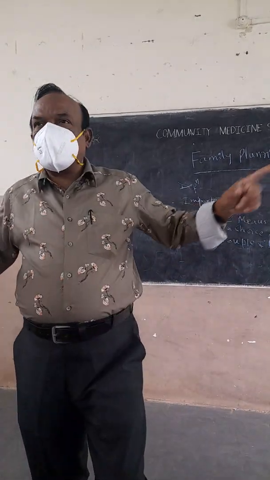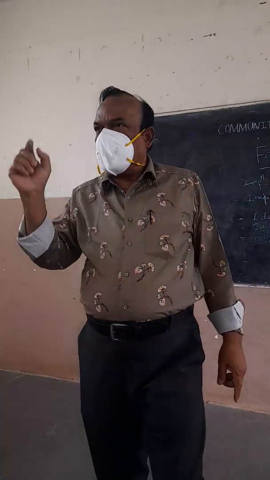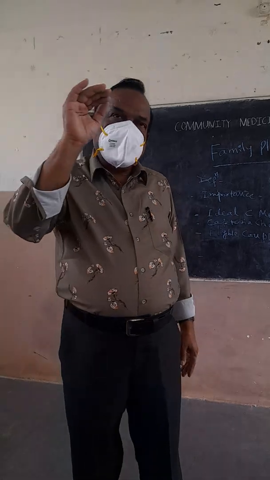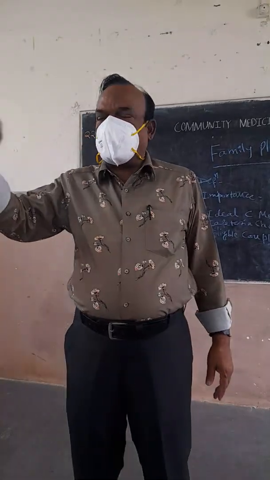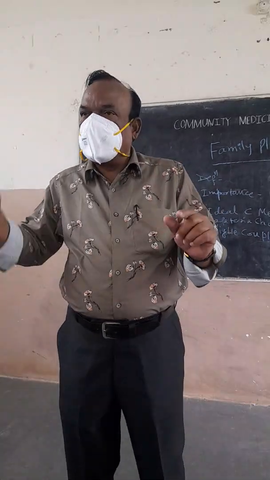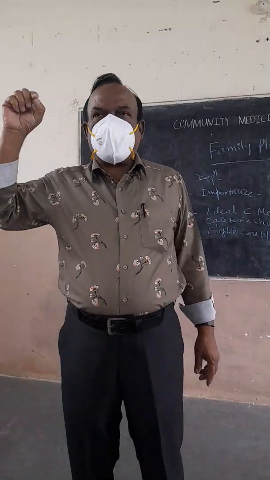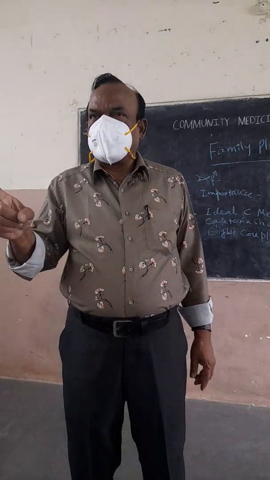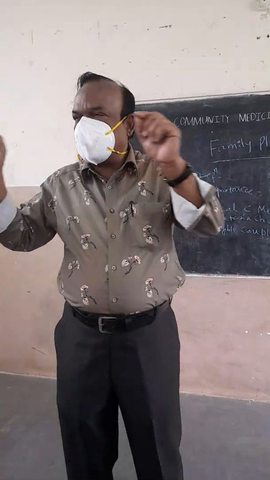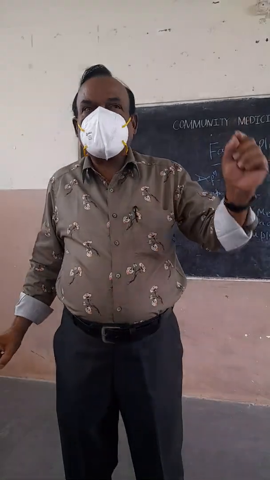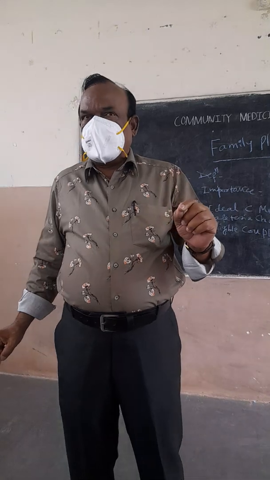Second procedure is mini laparotomy, where a small incision is taken wherever you palpate the uterus. After opening the abdomen in layers, identify the uterus, identify the tube, catch the tube with Babcock forceps, cut 1 centimeter of the tube and tie both the ends apart. This procedure is called the modified Pomeroy's method.